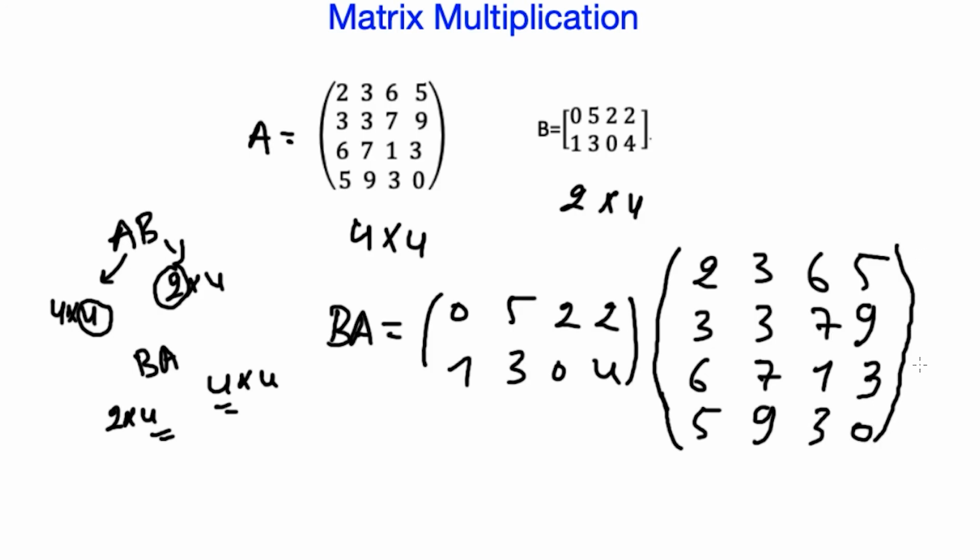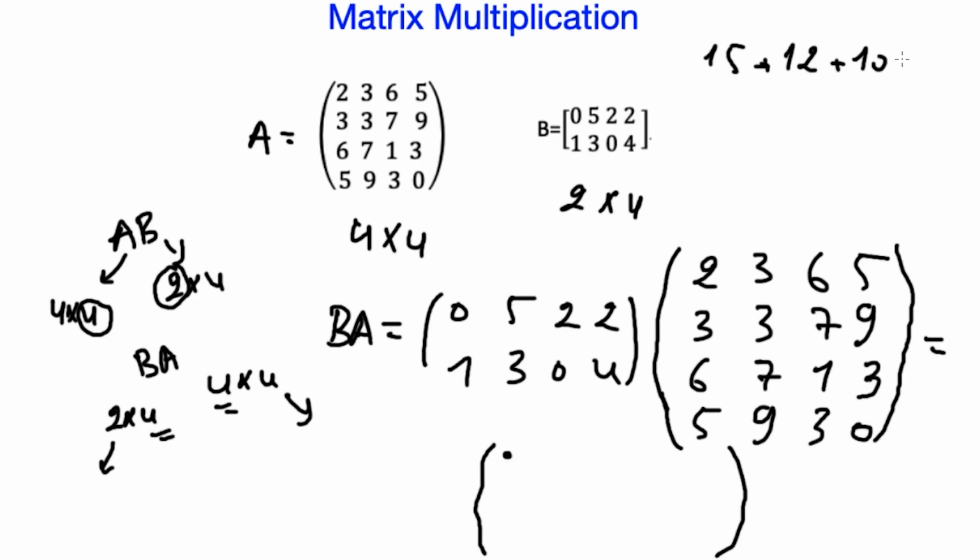So this matrix will be equal to... The result matrix will be a matrix with 2 rows and 4 columns. So it can be of this form. To get this entry here, we will multiply this row by this column. So it will be 0 times 2, which is 0, 5 times 3, which is 15, 2 times 6, which is 12, and 2 times 5, which is 10. So this equals 37.